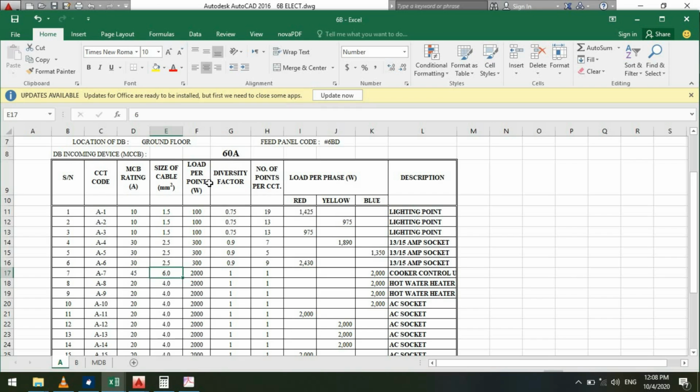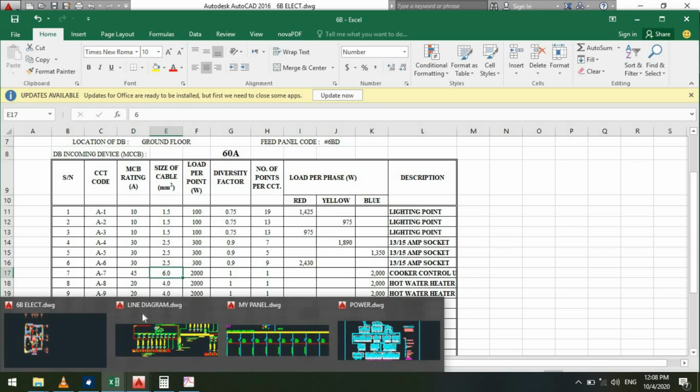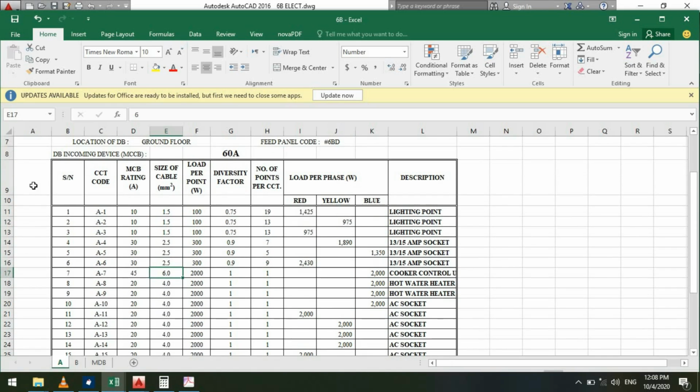So since we are designing for circuits here, because we have circuit numbers, we'll be using the diversity factor for circuits. If we are designing for switchboard, which implies the main panel, we'll be using the diversity factor for panel. And if we are designing for a network, especially in a generating system, we'll be using the diversity factor for network. Proceeding to the number of points, which is the number of appliances or fixtures we have in such a circuit. In our lighting points we have 19.